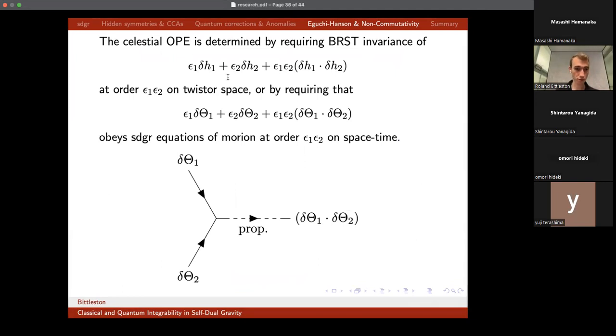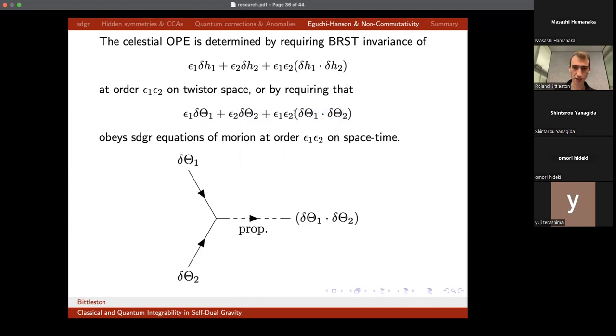To determine what the deformed chiral algebra is, we need to do a computation. We can either do it on twistor space, where life is easy. We just demand BRST invariance of this state. So we take as inputs two scattering states, delta H1, delta H2, and then we build from them some product state that encodes the celestial OPE, and we do that by demanding the BRST invariance of this object. Or equivalently on space-time, we take two graviton wave functions, delta theta 1, delta theta 2.